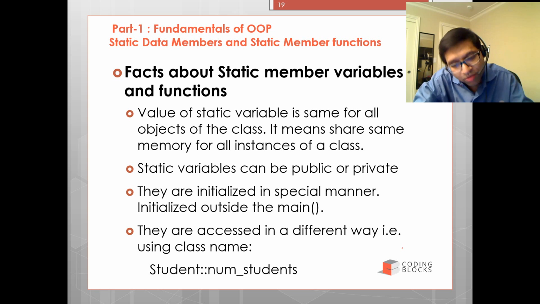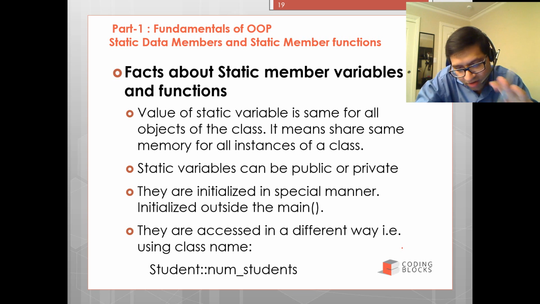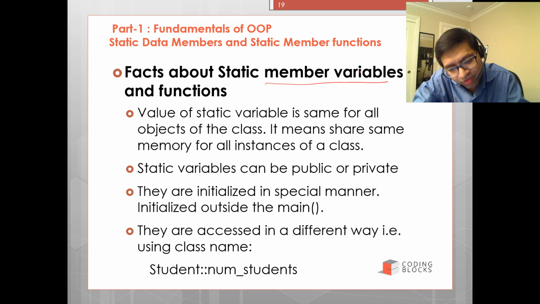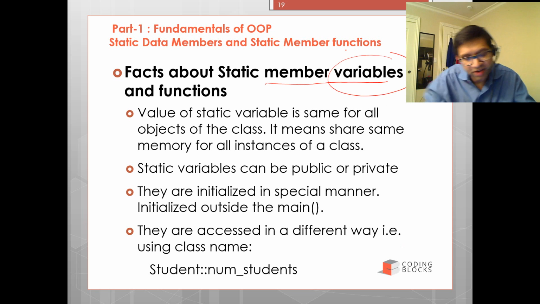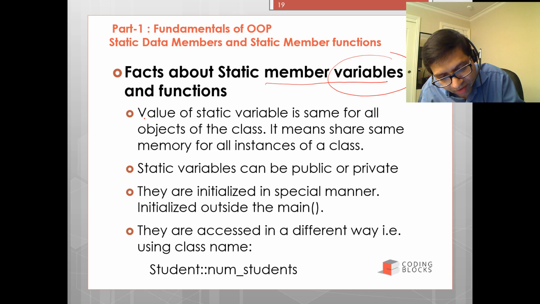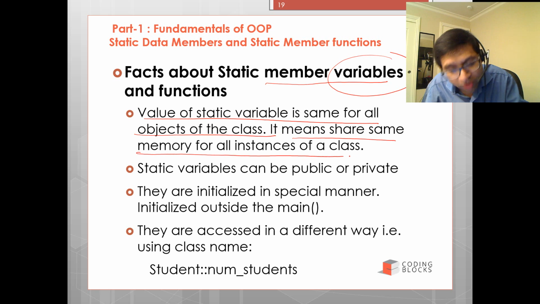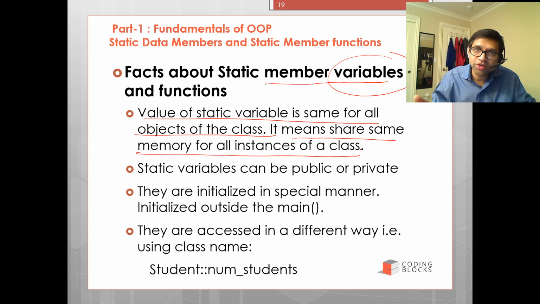And then some facts about the static member functions and member variables. Static member variables word भी use कर लिया, but it's a data field, static data member. Value of static variable is same for all objects of the class. We discussed this. हर object में value same रहती है, because एक ही memory location use कर रहे हैं. It means shares same memory location for all the instances of a class. They share the same memory location in each and every object of the class. So value will remain same.